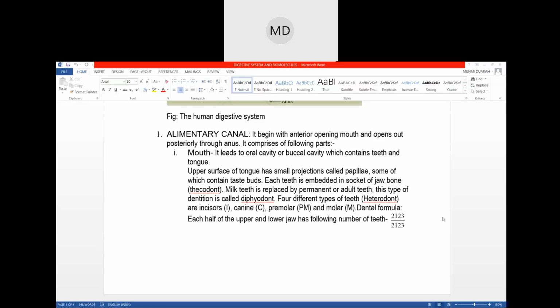Okay, when you are asked what the dental formula is, you have to write 2123 divided by 2122, and the total number of incisors and all, just remember it. On the upper jaw it will be 4, lower jaw it will be 4, so in total it will be 8, like that for all the other teeth.